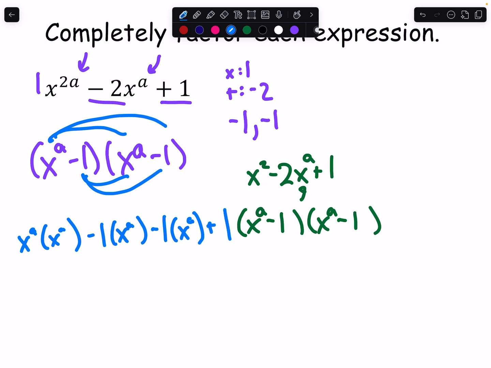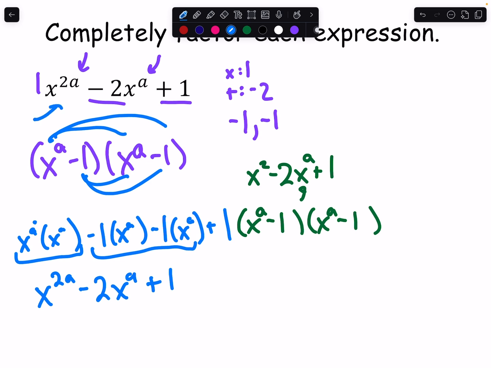So this is where you might get a little confused. x to the a times x to the a. Well, think back to 8th grade or the beginning of the year. What do we do when we're multiplying with the same base? You add the exponents. So we're going to add a, and we get a plus a is 2a. So x to the 2a, these are like terms. Add them together. Minus 2x to the a plus 1. Voila. We get back to the original expression.